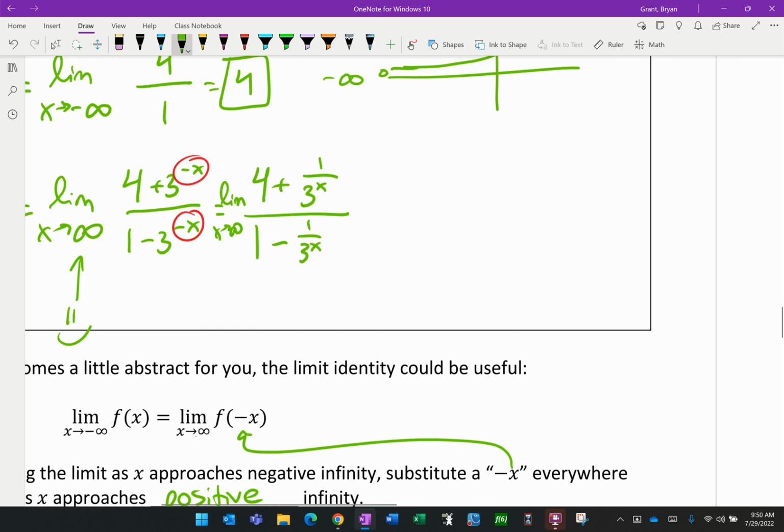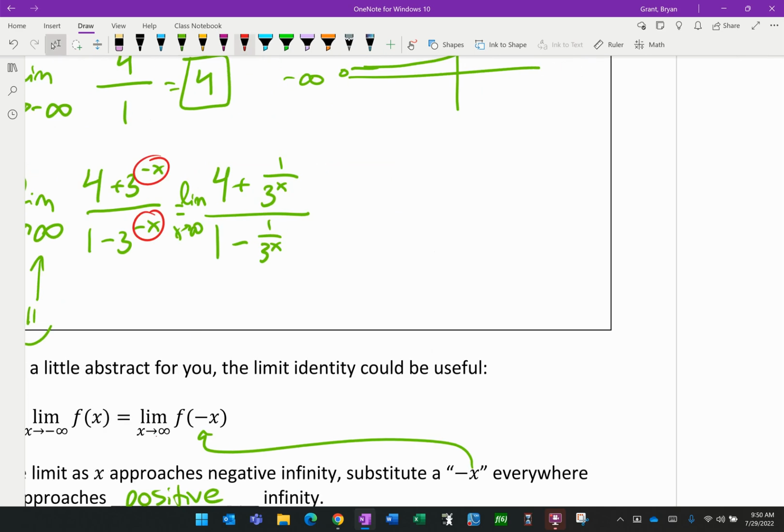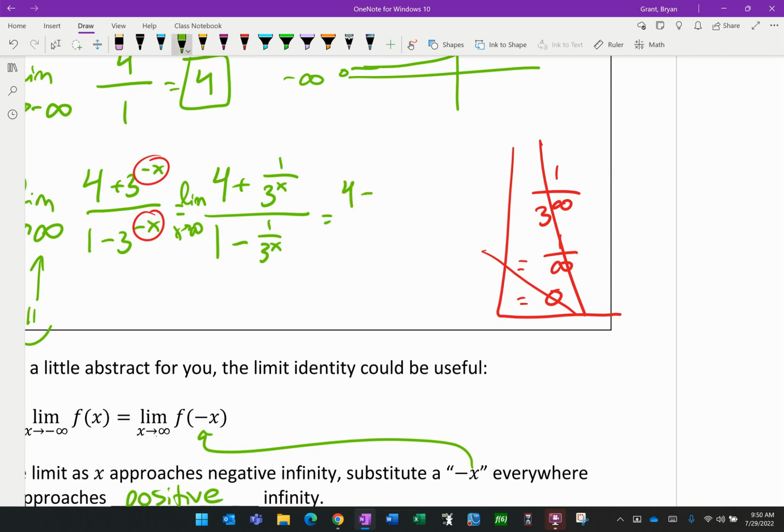Perfect. All right, now how do we calculate this? Well, let's bring back our thinking corner. You didn't think that was gone, did you? And we'll pretend that if we substitute in infinity, what happens here? Well, 3 to the infinity is infinitely large. A constant over infinity, oh, that's 0. Thanks, thinking corner.